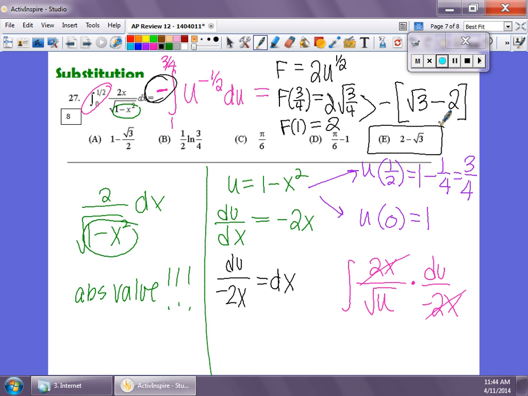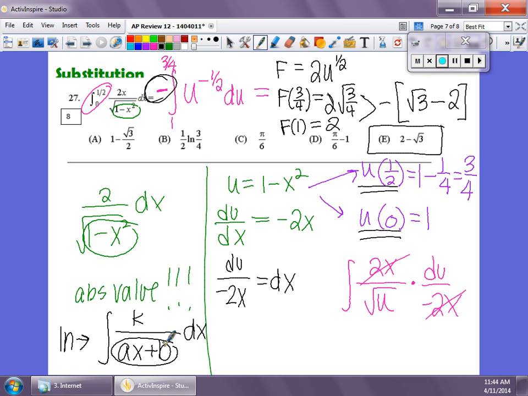You guys also have to make sure to remember to change your limits because they do test that on the AP. A few last things to remember. I gave you this list over here of how to know if you would need to use substitution. The other type of problem, just an ln problem. LNs, in terms of an integral, always look the same way. You can have a constant in the numerator, but in the denominator, it is a linear function, and then dx. That's how you know that that's a substitution for ln. That would be your u.